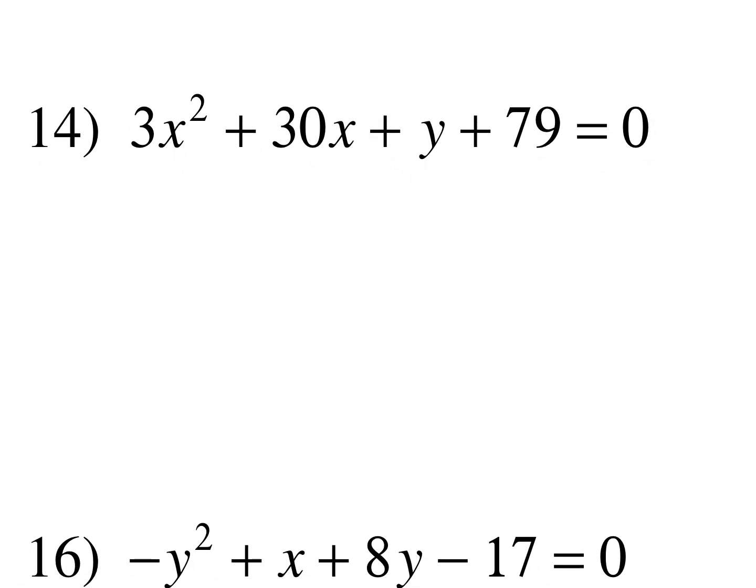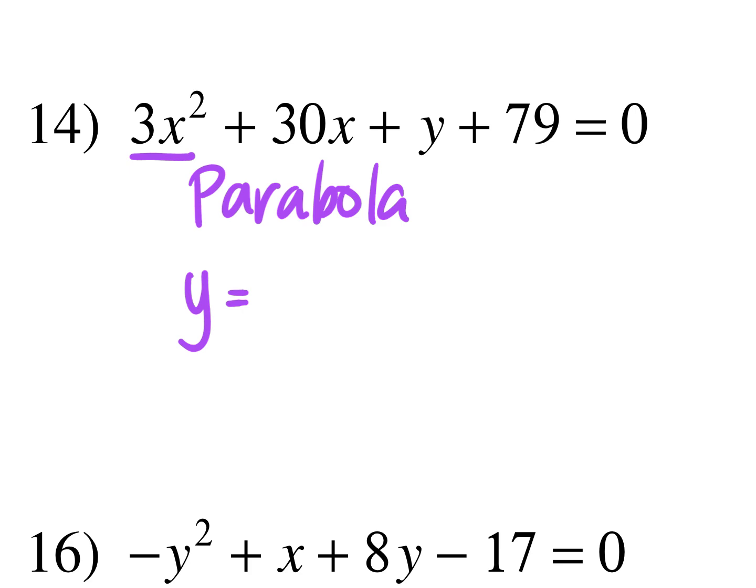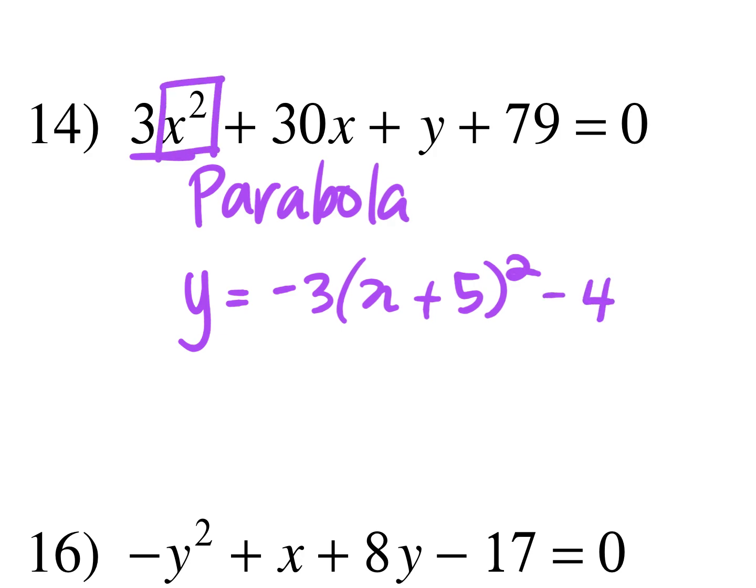Okay, next number 14. In number 14, I can only see one variable being squared in here. So this is going to give us again a parabola. So the parabola is going to be y is equal to negative (3x plus 5) squared minus 4. It's going to be on the y because the x is being squared. So this is going to be a vertical parabola.